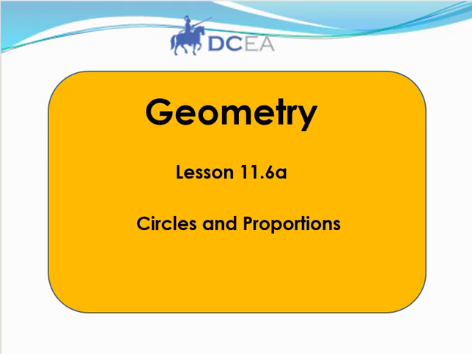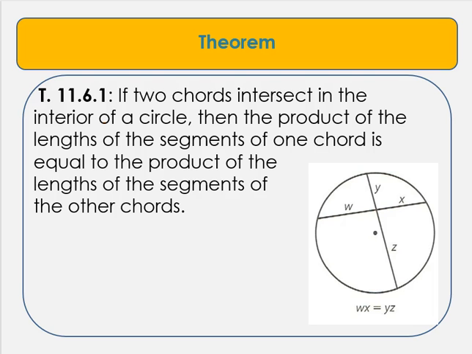Let's move on to Lesson 11.6. We're now going to apply some of the things we just learned about triangles to circles. Theorem 11.6.1. If two chords intersect in the interior of a circle, then the product of the lengths of the segments of one chord is equal to the product of the lengths of the segments of the other chord.